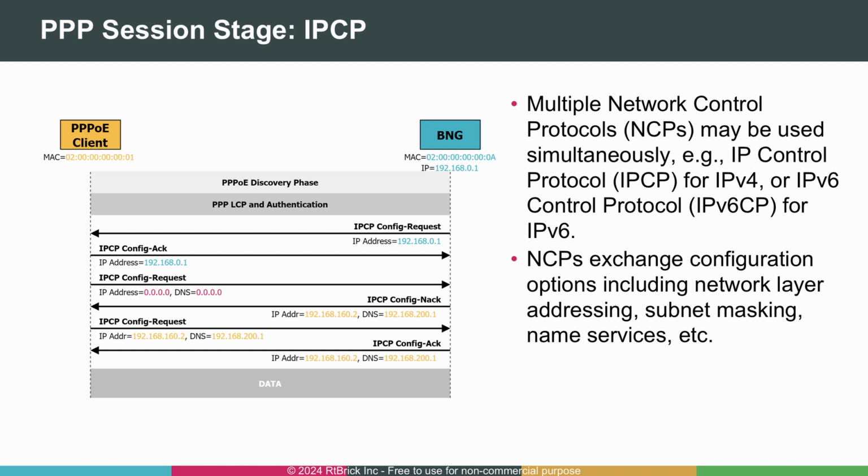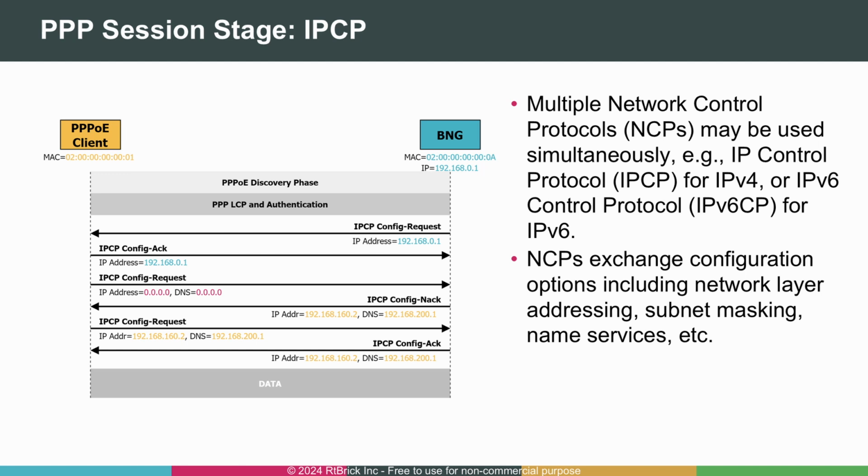IPv6CP works a little differently than IPCP. The only option defined is the interface identifier, which is a 64-bit extended unique identifier that is used by router advertisement and DHCPv6 for exchange of configuration options such as IPv6 addresses, network masks, or DNS servers. After a network control protocol reaches an open state, PPP can carry traffic for the associated Layer 3 protocol.